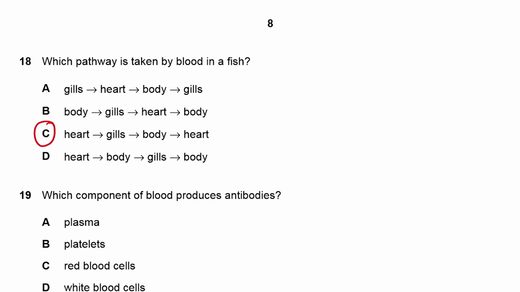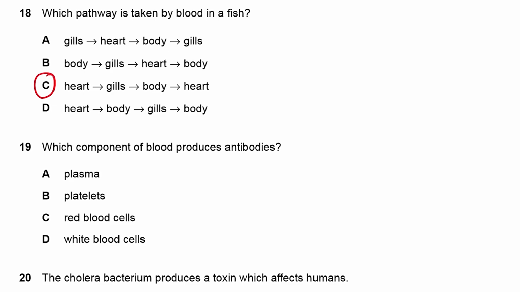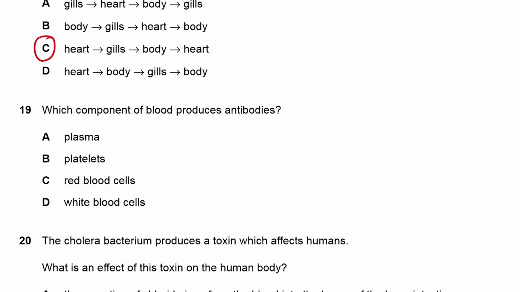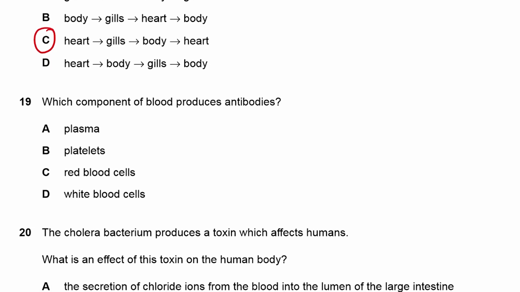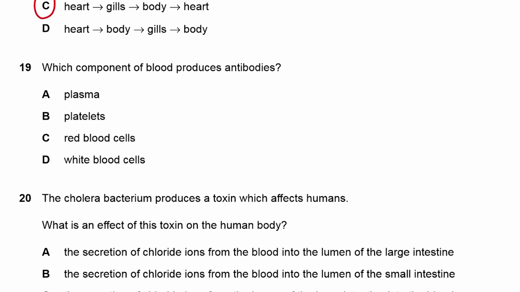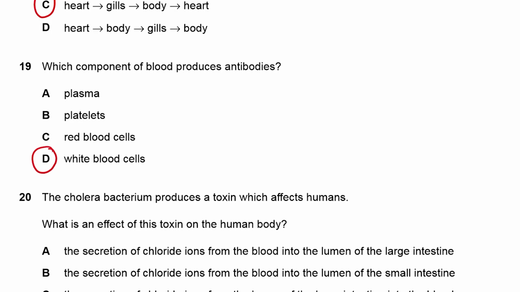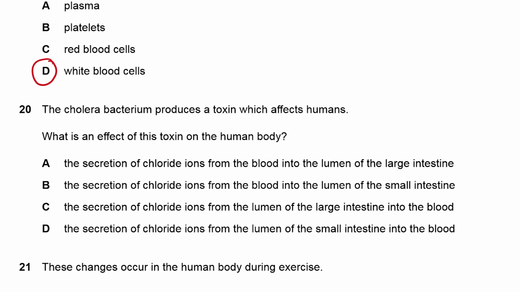Number 19 says, which component of blood produces antibodies? Plasma, platelets, red blood cells, white blood cells. Alright, so the part is usually white blood cells, because white blood cells have lymphocytes that can produce antibodies. Number 20 says, the Corynebacterium produces a toxin which affects humans. What is an effect of this toxin in the human body?